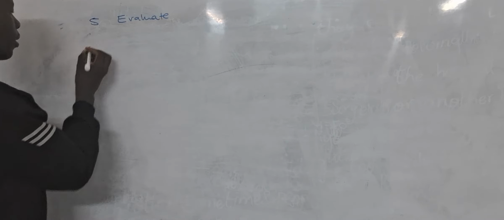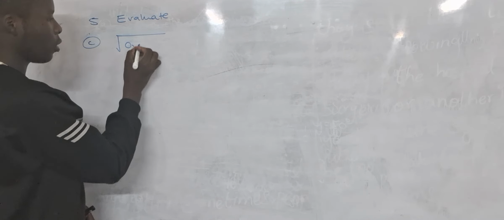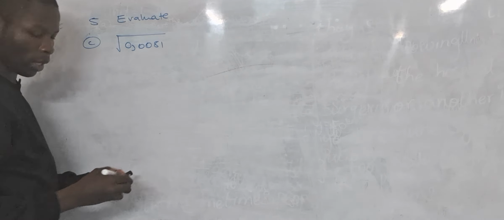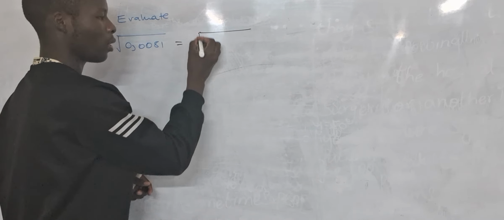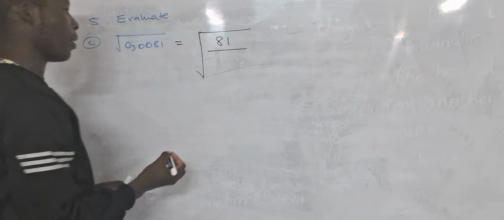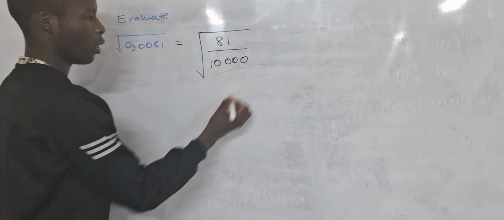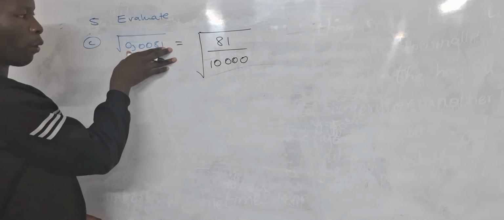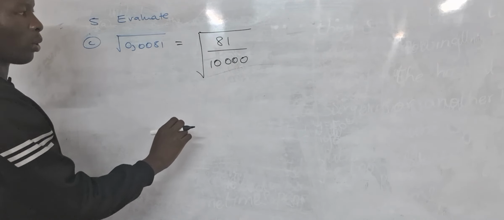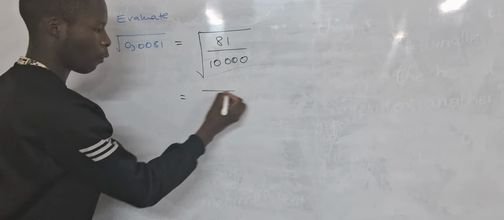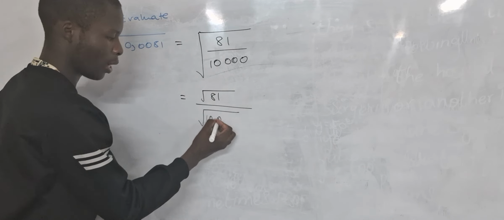Evaluate 5C, the square root of 0.0081. You're supposed to find the square root of this thing. So this is nothing but the square root of 81 divided by 10,000. You are supposed to convert this decimal into a fraction, like this: 81 divided by 10,000. So this can be further simplified into the square root of 81 divided by the square root of 10,000.